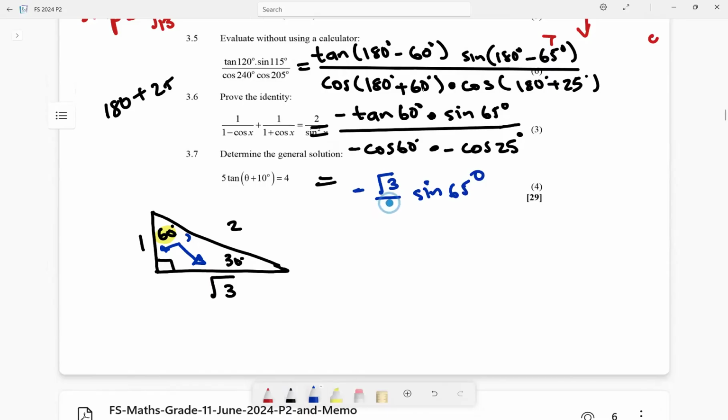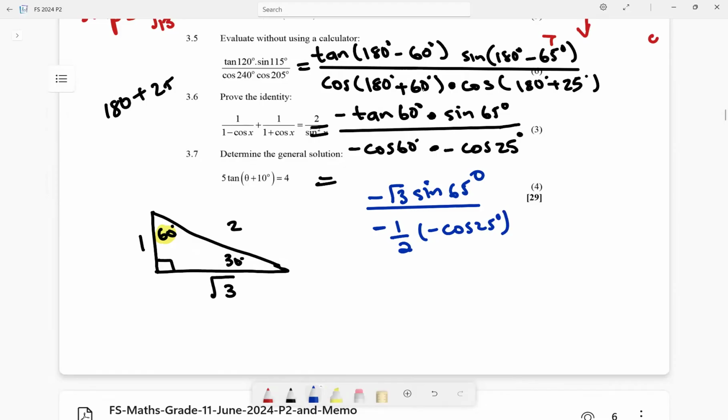This is the same as the negative square root of 3, divided by. What is negative cos 60? So it's negative. What is cos 60? Here is 60. Cos, it is adjacent. Adjacent, it is 1. Hypotenuse. What is our hypotenuse? It is 2. Multiply by negative cos 25.